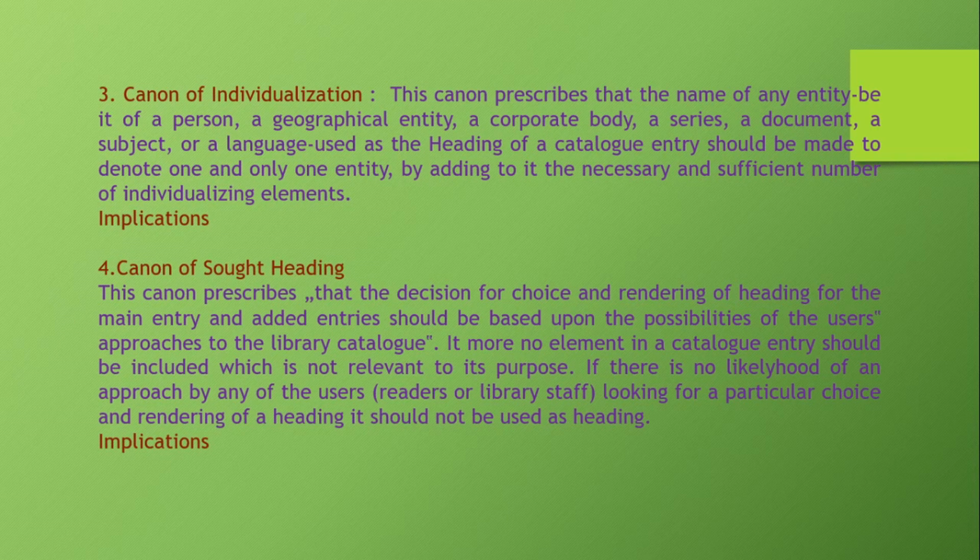Canon of Short Heading. This canon prescribes that the decision for choice and rendering of a heading for the main entry and added entry should be based upon the possibilities of the users' approaches to the library catalog. No element in a catalog entry should be included which is not relevant to its purpose. If there is no likelihood of an approach by any of the users, readers, or library staff looking for a particular choice and rendering of a heading, it should not be used as a heading.